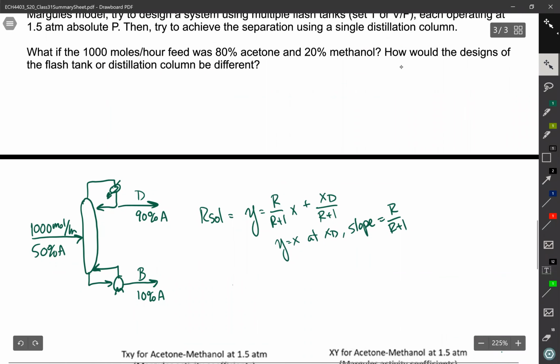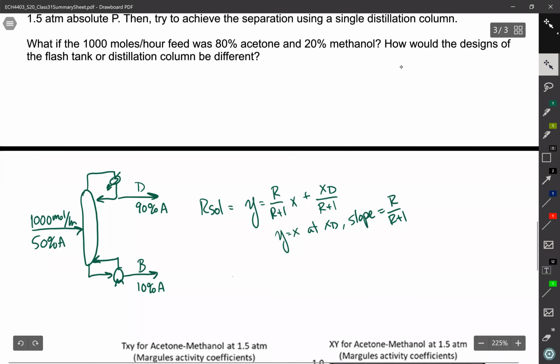So if it were 80% acetone and 20% methanol, I'll just give you a hint that the essence of the problem doesn't change at all. It just makes it so that I can get pure acetone but not pure methanol. So it switches the problem. I can get pure of one component but not pure of the other component.